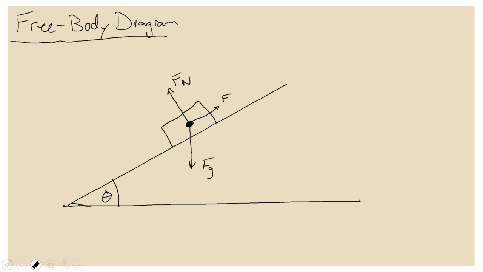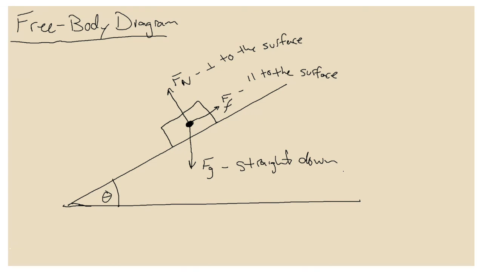And so we want to say a couple of things about the directions of these forces before we move on. The first thing we're going to say about the force of friction is that this should be parallel to the surface. Of course, then we'll also say the normal force is perpendicular to the surface. And we'll say here that the gravitational force acts straight down. And so our forces are going to look like this.